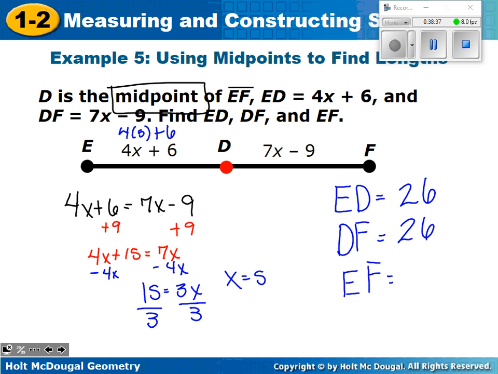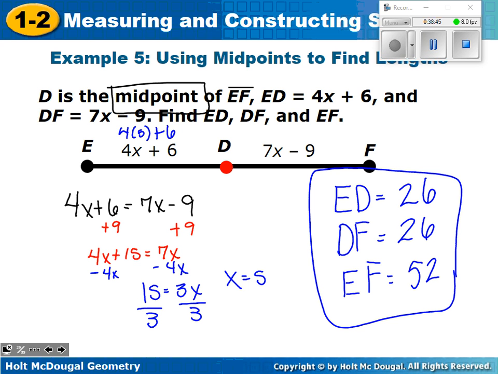And then to get the whole thing, what are we going to do? Add them together, so it is 52. Circle your answer. Make sure you show your work. Any questions on midpoint?